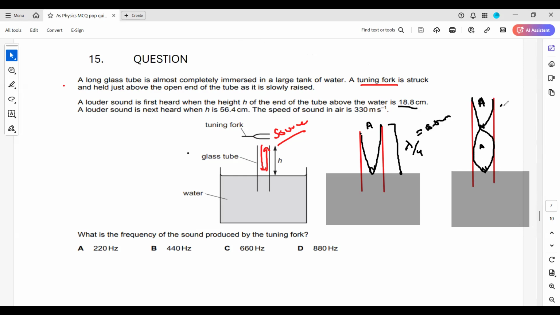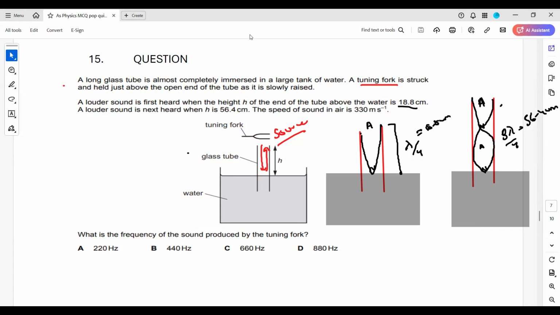And how much is this in terms of the wavelength? It is 3 by 4 wavelengths. Why 3 by 4? Because the distance between the node and antinode is a quarter, and between two successive nodes is half. So quarter plus half will be 3 by 4. In terms of distance, 3 by 4 wavelength is equivalent to 56.4 centimeter.